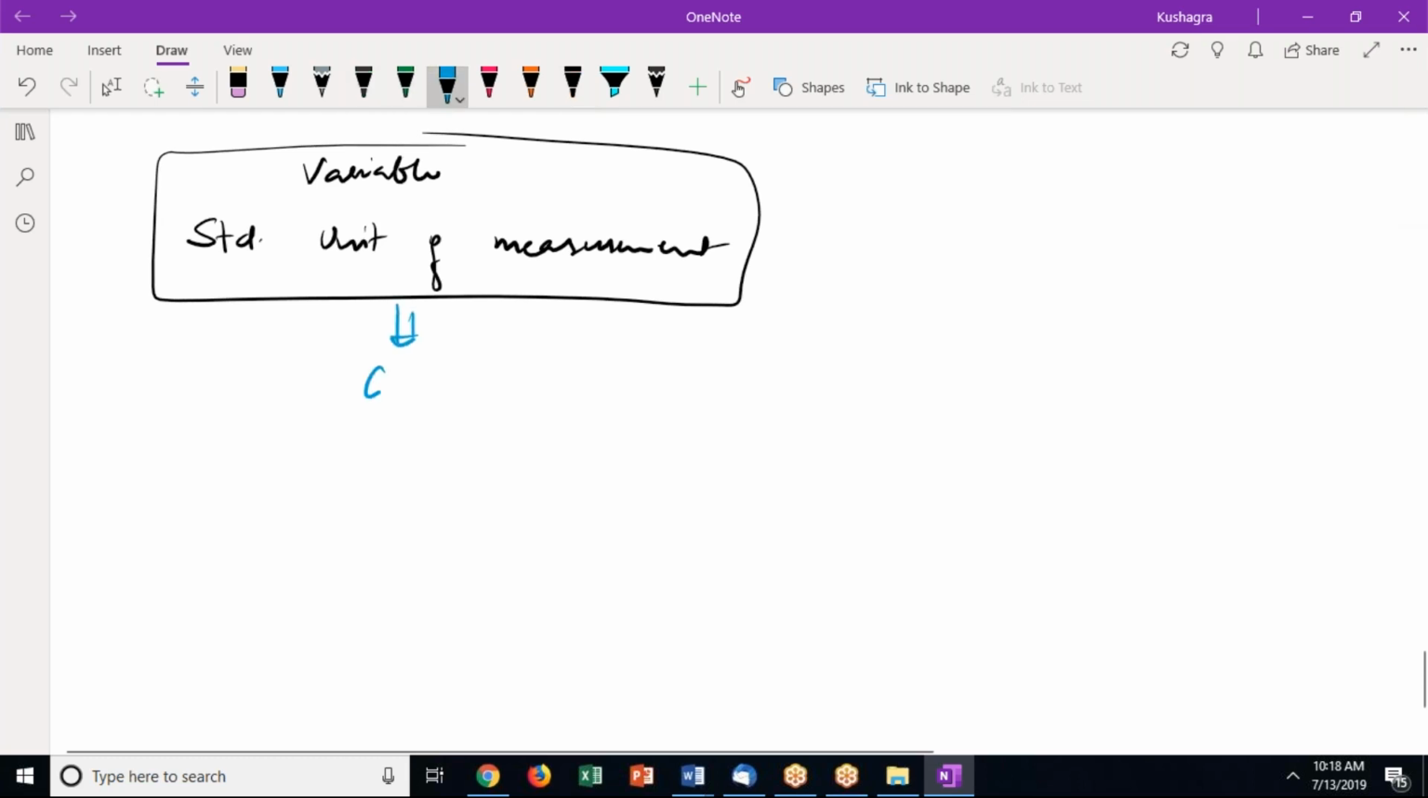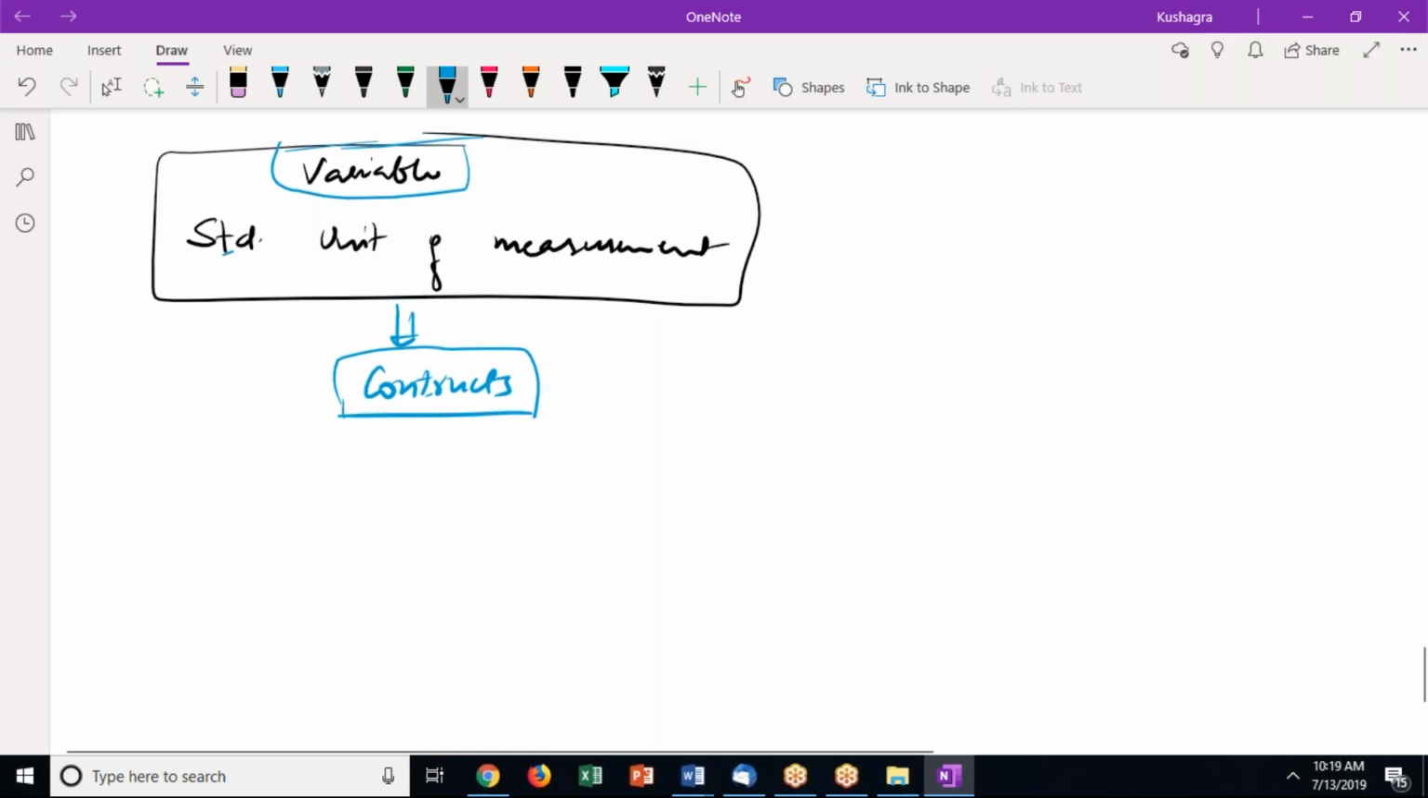Can you give me an example of a construct? Constructs are variables. It's just a bit of theory. Even if you don't remember it, that's all right, because I'm using it in certain examples, which is why I'm explaining this here. All those variables which do not have a standard unit of measurement are known as constructs. Any example of a construct that you can give me? Any variable for which you do not have a standard unit of measurement?